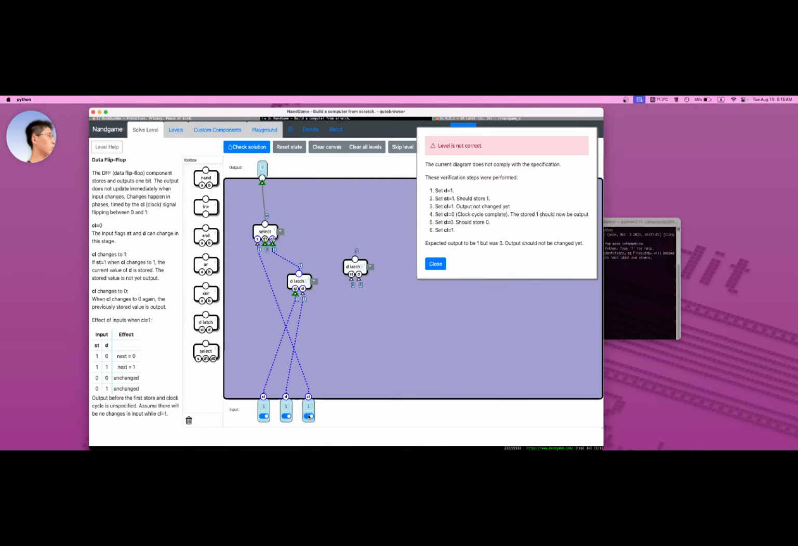Set clock to 1. Set clock to 0. Set D to 0. Okay, 0. Set clock to 1. Okay, expected value should be 0. It should be 1, but it was 0.